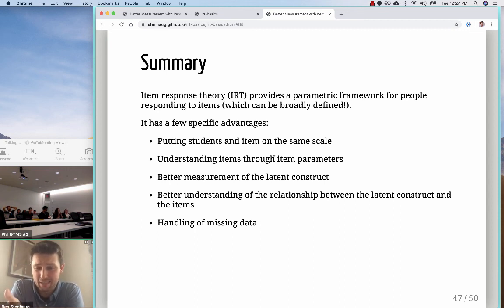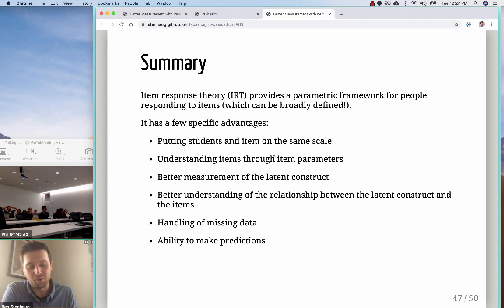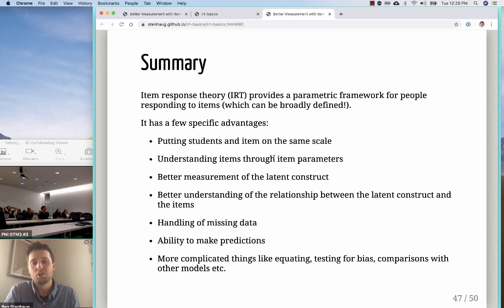I didn't say this specifically, but you can just skip over it when you do the item estimation. You just say, if it's missing, I will not include it at all when I do my maximum likelihood estimation. Similarly, I can make predictions in the future. If I know your ability and I know the item parameters, or I think I know the item parameters from an item, I can tell you what I think the probability is that you'll get that item correct.